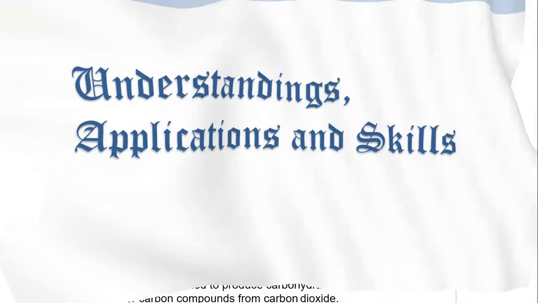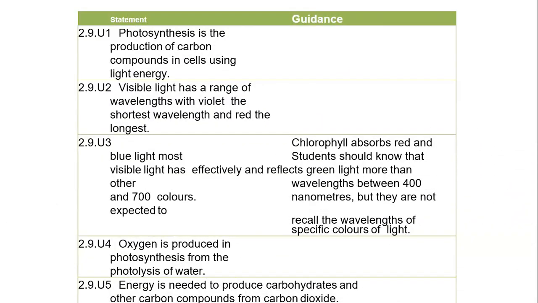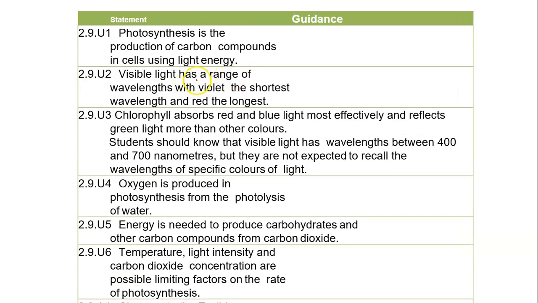Okay. Understanding, application, and skills. What we are supposed to learn at the end of this section. Briefly, I can say that photosynthesis is the production of carbon compounds. What are these carbon compounds? Yeah, definitely glucose. That would be the result of the photosynthesis after usage of the light energy.